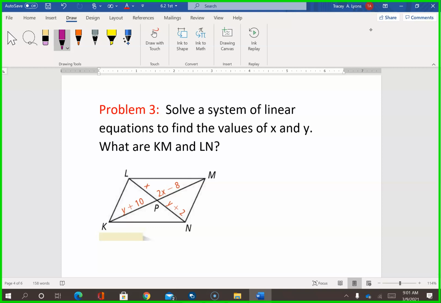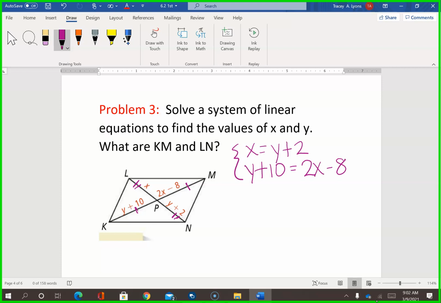It says solve a system of linear equations to find x and y. This one obviously is a parallelogram. So you're going to set this part right here equal to this one, and this part equal to this part. The part that is hard about this one is that they have x's and y's at the same time. So this is something that you probably did back in Algebra 1. x equals y plus 2, and y plus 10 equals 2x minus 8. So you kind of have to solve them together since they have two variables at a time.